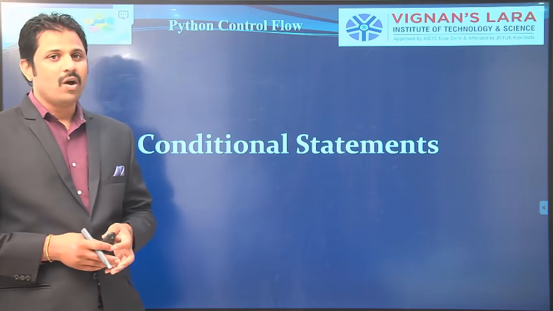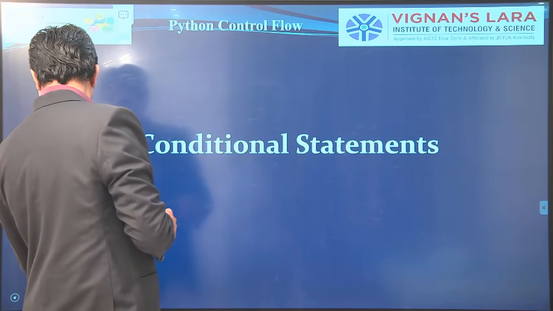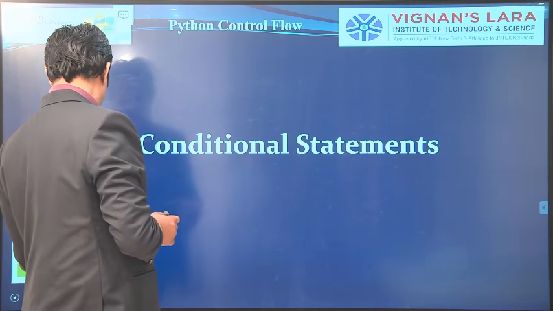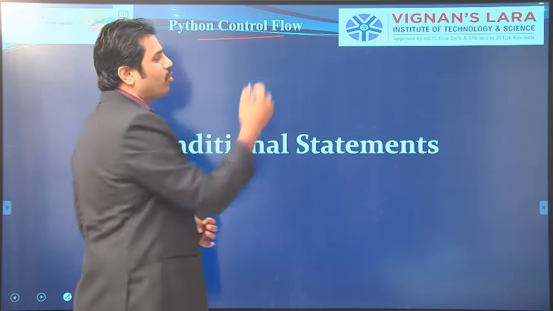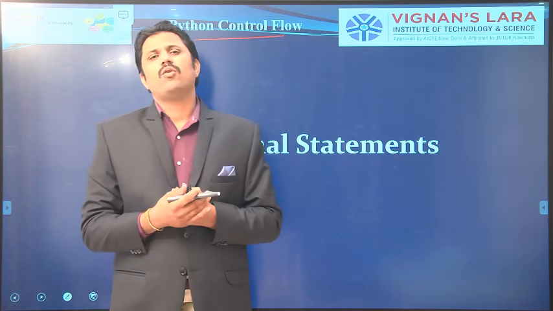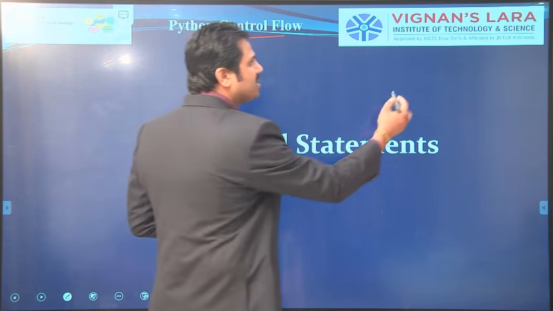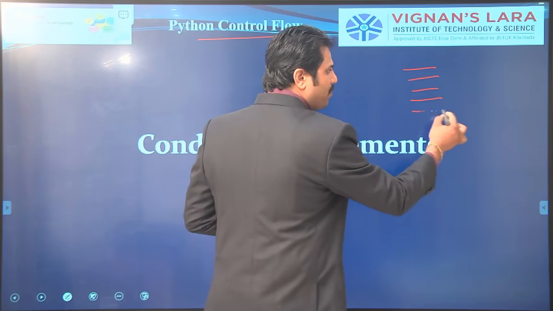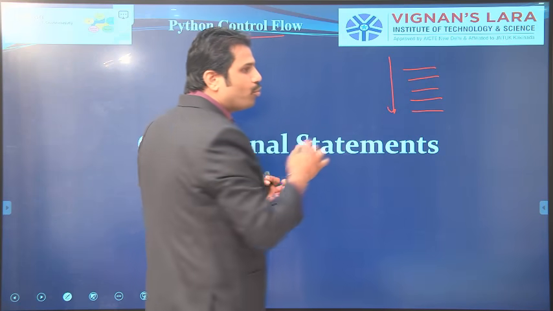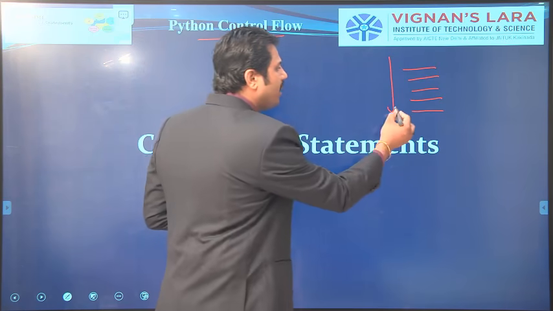Now in this session, we are going to discuss control flow statements. So let us see what a control flow statement is. For example, if the statements are in sequential order, that means if you write code in sequential order, it executes each and every line from top to bottom and produces some output.